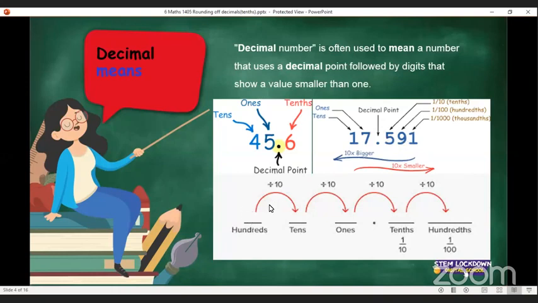As you can see here at the bottom, you have the hundreds, the tens, the ones, then we have our point, then we have the tenths, and then the hundredths, which is here 1/10 and 1/100. So let us move on to our next slide.